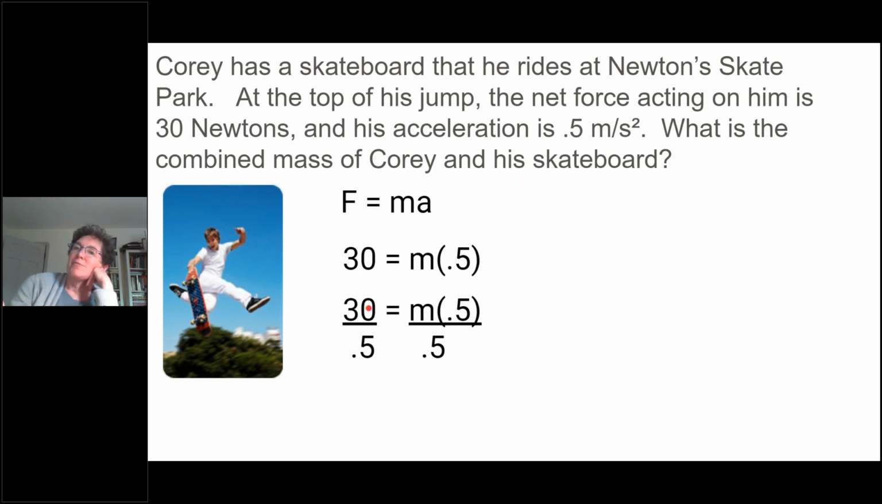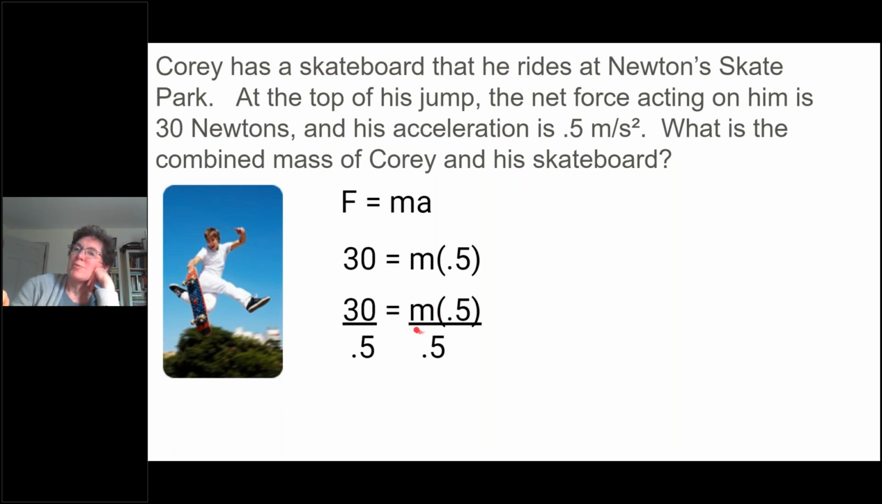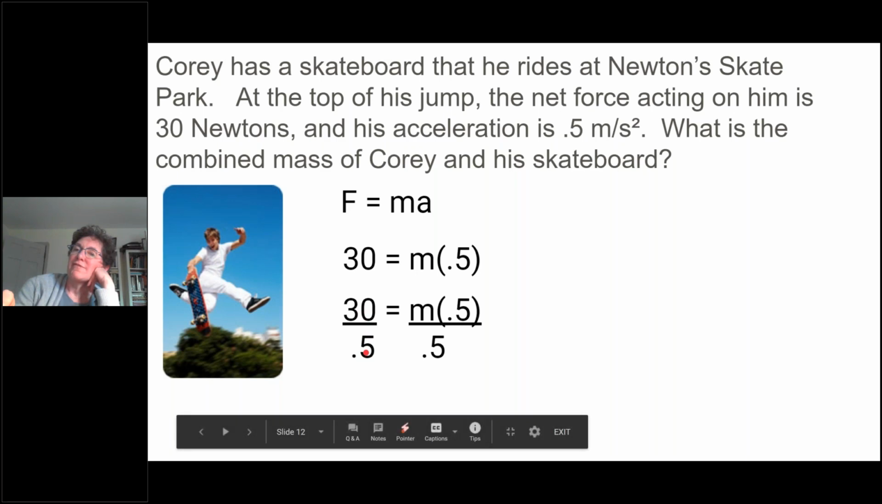So when I do this, what that looks like is my mass times 1/2 divided by 1/2. 1/2 divided by 1/2 equals 1. So I will have my variable by itself. Perfect. That's what I want. Then 30 divided by 1/2.